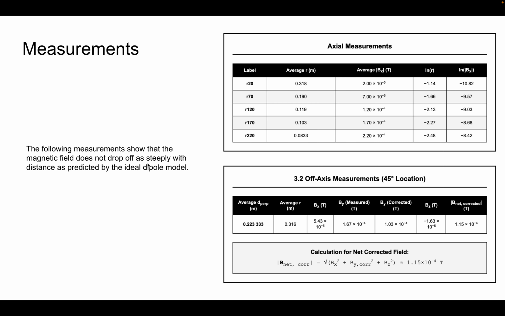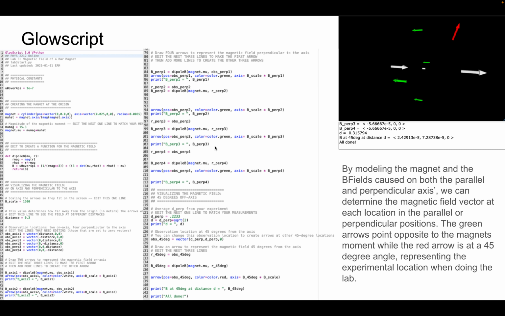These are the measurements that we found from the different data points. This is 20, 70, 120, 170, 220. That's the distance that we took the measurements from with the phone. These are some of the calculations. And it shows that the magnetic field doesn't drop off as steeply with distance as predicted by the ideal dipole model. Of course, that makes sense because ideal is never going to be accurate because of the real world.